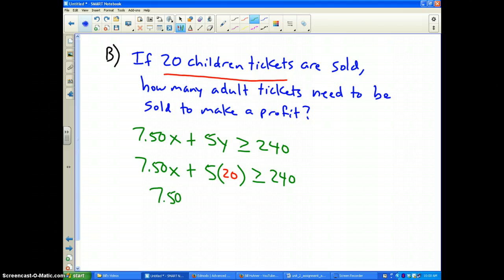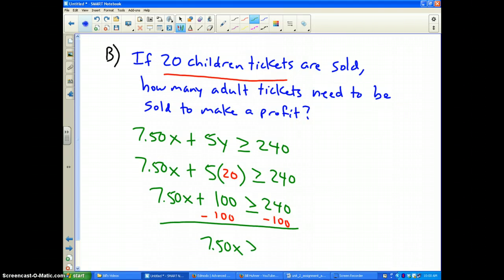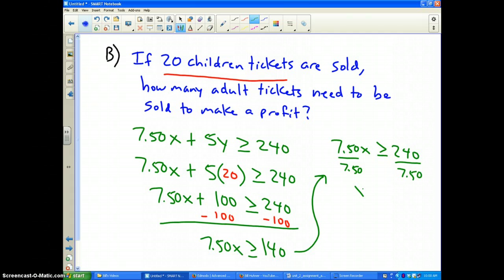So I get 7.50x plus 5 times 20 is 100, greater than or equal to 240. Now if we subtract 100 from both sides, we get 7.50x is greater than or equal to 140. And then the last thing is we need to divide by $7.50 to find out how many adult tickets we need. And when we do that, we come up with a decimal. Actually, it comes out to be 18.6 repeating.